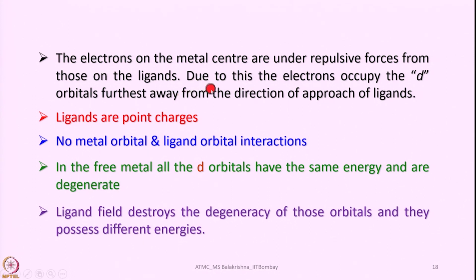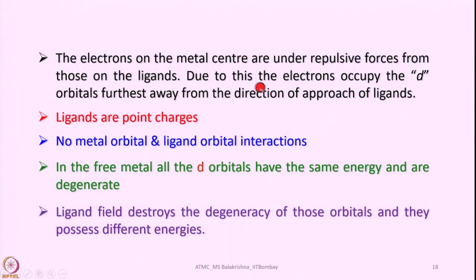That means, when the ligands are approaching the metal with a pair of electrons and already electrons are present in d orbitals, they would experience a repulsive force. As a result, the electrons already present on the metal would occupy d orbitals furthest away from the direction of approach of ligands. That means, the electrons already present in the d orbitals will occupy positions farthest away from the direction of approach of the ligand.